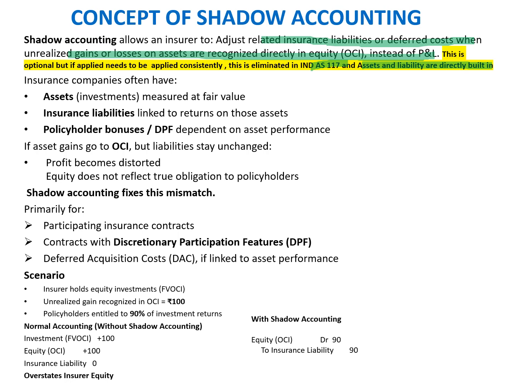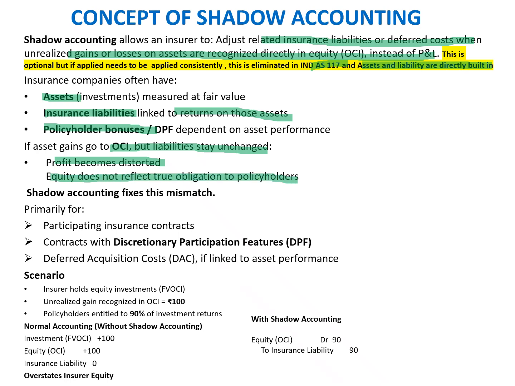Insurance companies often have assets wherein the investments are measured at fair value. We have the insurance liability, which is linked to the returns on those assets, and then policyholder bonuses like DPF dependent on the asset performance. So typically, when we have a situation wherein we have to give an amount which is linked to the outcome of the assets, it has a direct impact on the payout to that particular insured or set of insureds, which is directly linked to the performance of the asset. So if asset gains go to the OCI but liabilities stay unchanged, profits become distorted, and equity does not reflect the true obligation to the policyholder.